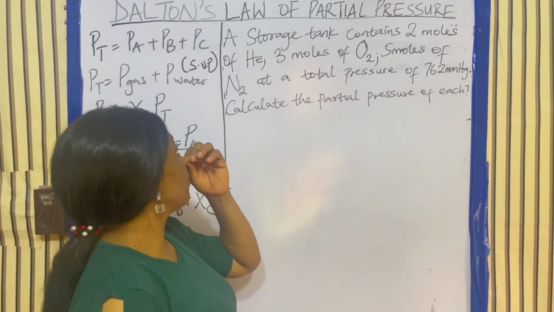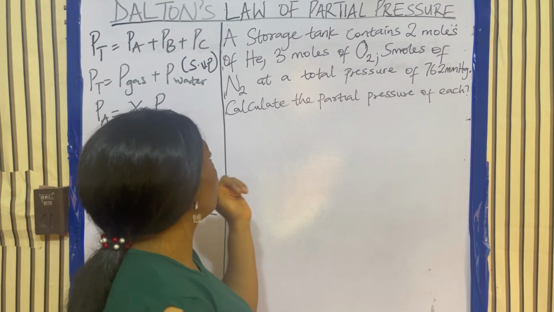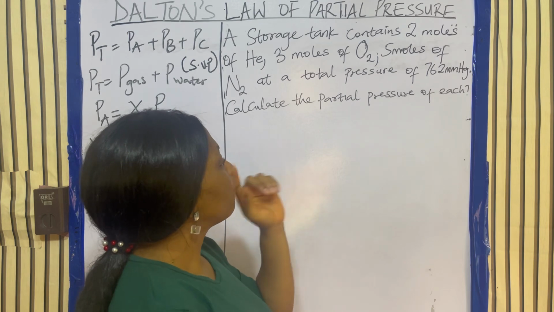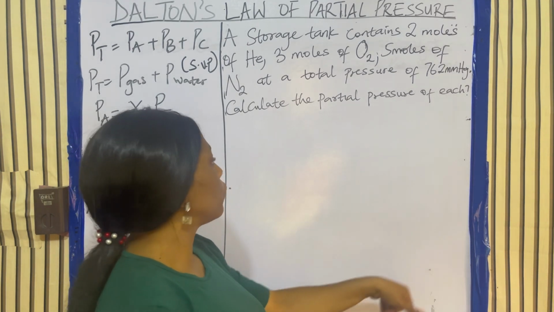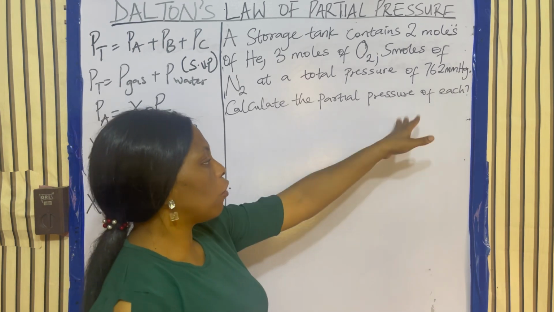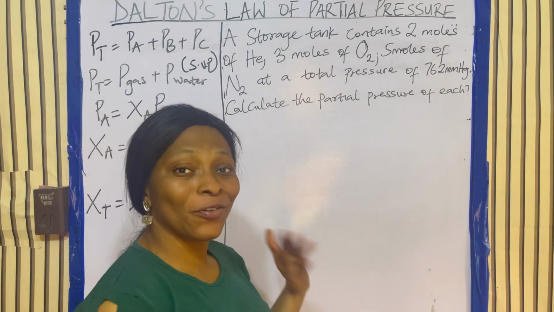I have this practice question. It says a storage tank contains 2 moles of helium, 3 moles of oxygen, 5 moles of nitrogen at a total pressure of 762 millimeter mercury. Calculate the partial pressure of each. So let's solve. It is very simple.